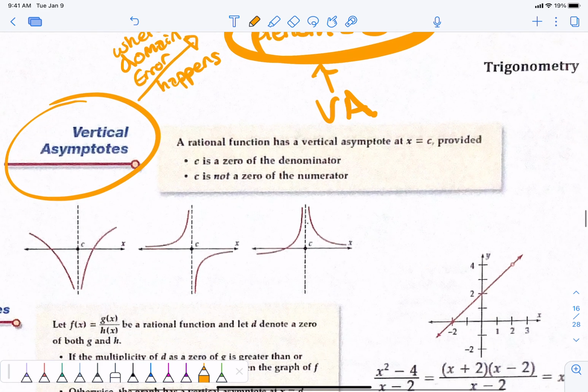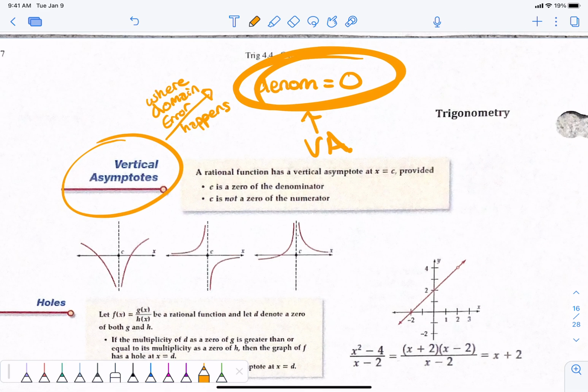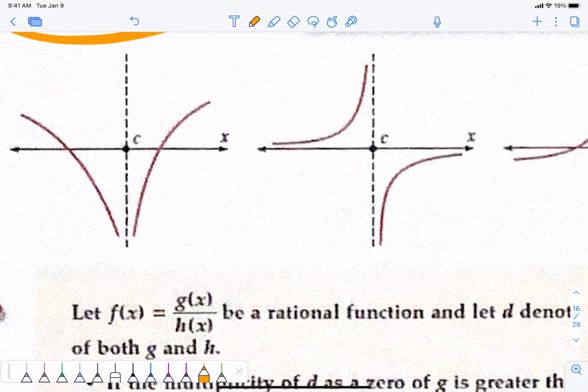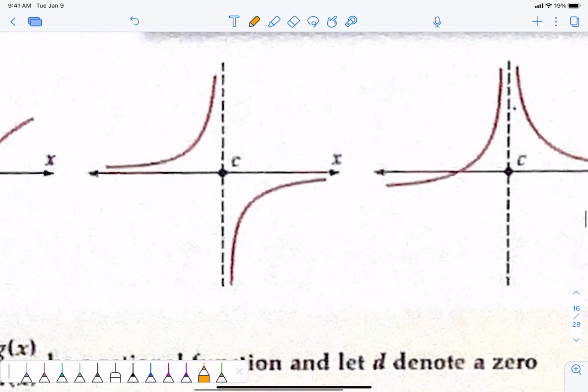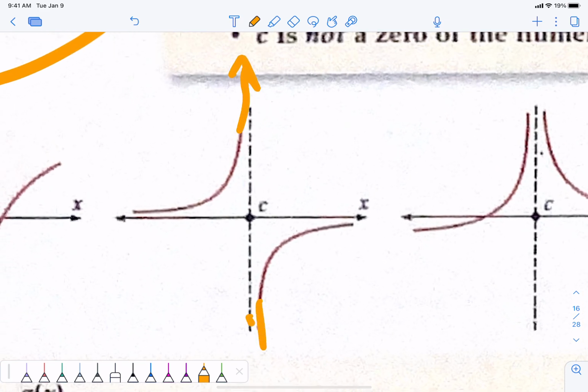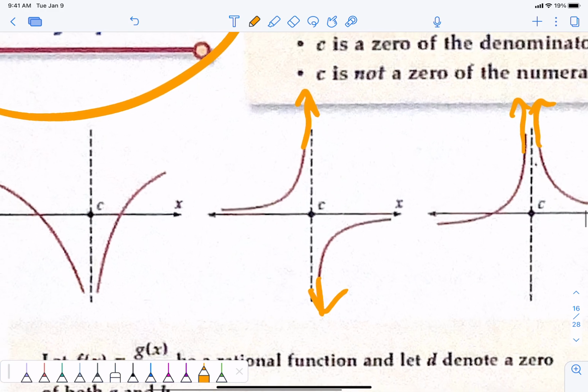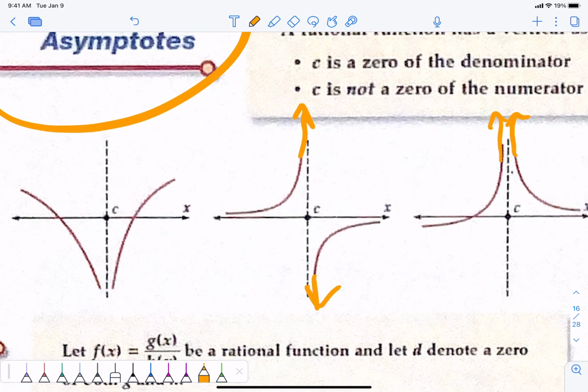Denominator equal to 0. That's your VA. That's how you find it. Now, sometimes it will look like this, where he's like a volcano upside down. He's approaching like that on the other side. Sometimes he's going opposite directions. So one's going up, one's going down. Or sometimes there's a volcano with both going up, like that and that. So he can have either one of those things happen relative to the vertical asymptote. Volcano going down, volcano going up, or opposite directions.